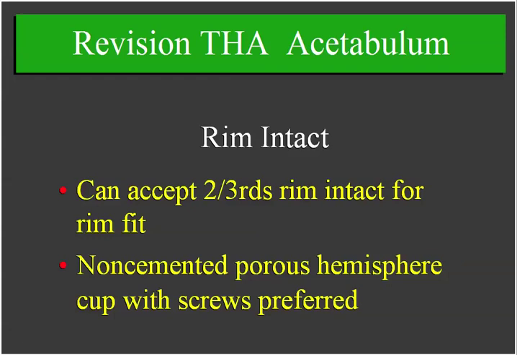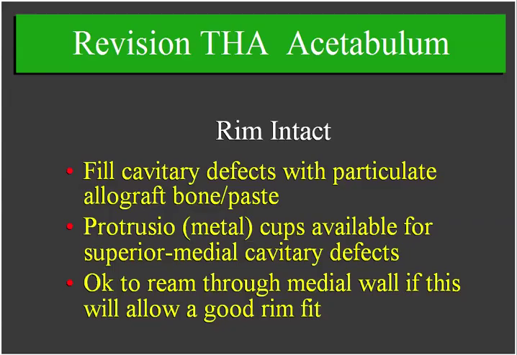You can accept 2/3 of a rim for a rim fit. So if you have at least 2/3 of a rim, you can still press fit a cup reasonably with screws placed in the posterior superior safe zone for your fixation. Areas of cavitary deficiency are filled with particulate grafts. Non-cemented porous-coated hemisphere cups are the preferred choice in this situation, not cement. If you are rim intact, you fill the cavitary defects with particulate bone graft.